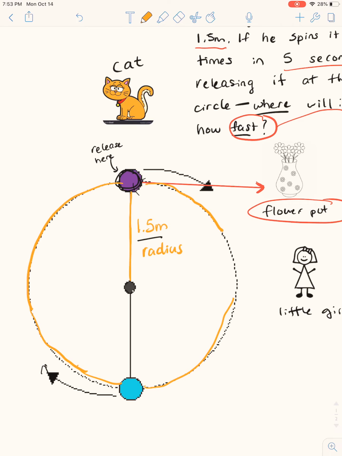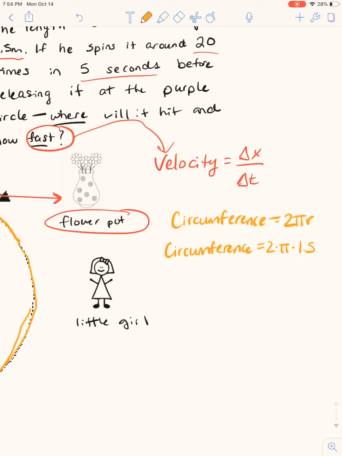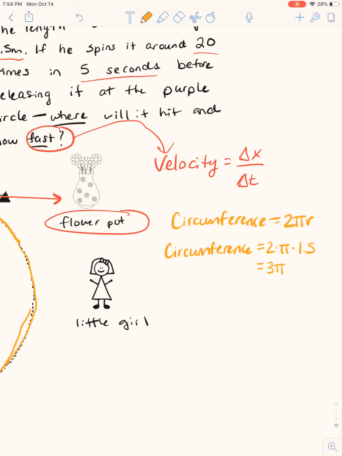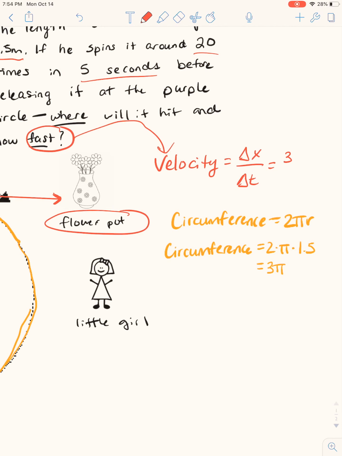I know most of you had Mr. Pierce for geometry, and I hope he taught you this, that circumference, the length around a circle, is equal to 2 pi r. So the circumference in this case would be equal to 2 times pi times 1.5. 2 times 1.5 is 3, so it's going to be 3 pi. That is the circumference. So it's changing position by 3 pi.